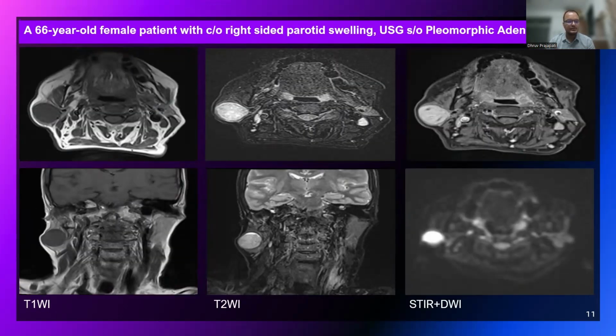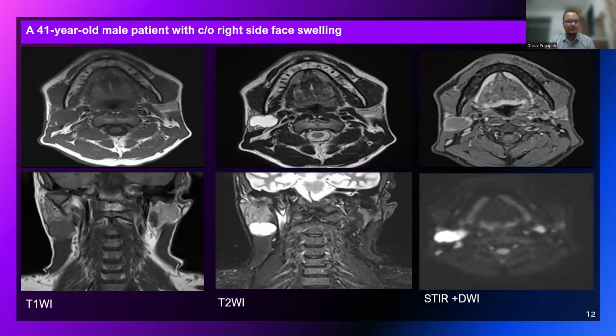Third case: a 66-year-old female patient with complaint of right-sided parotid gland swelling, and USG was done in this patient, which was suggestive of pleomorphic adenoma. Fourth case: a 41-year-old male patient with complaint of right-side face swelling. T1 weighted images show a hypointense signal of the lesion in the parotid gland. T2, STIR and DWI images show a hyperintense lesion in the parotid gland on the right side.